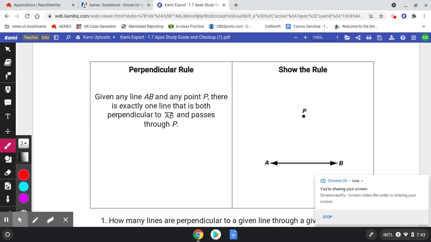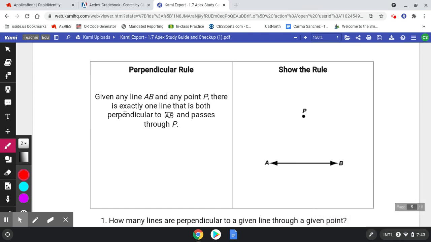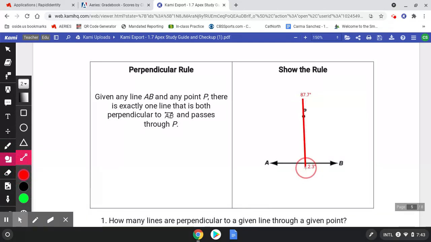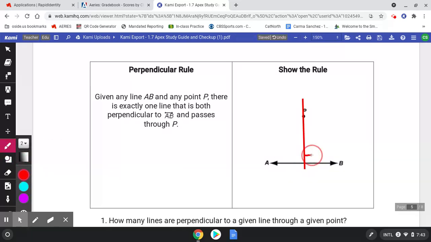All right, given any line AB and any point P, there is exactly one line that is both perpendicular to AB and passes through point P. So we're going to draw a perpendicular line straight through P. And how do we show that it's perpendicular is with this little mark showing the 90 degrees. Okay.